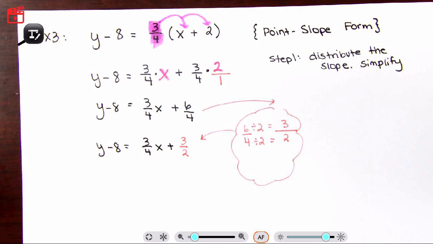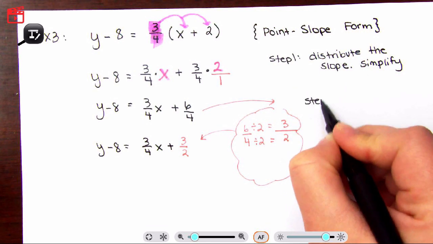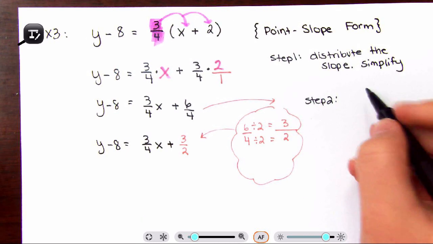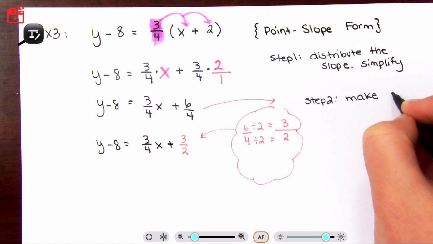Okay, now what do we want? What's our objective? We want to make this into standard form. How do we make this into standard form? After we distribute the slope, we're going to move on to step number 2, which was our original step number 1. Step number 2 is make x and y on the same side.